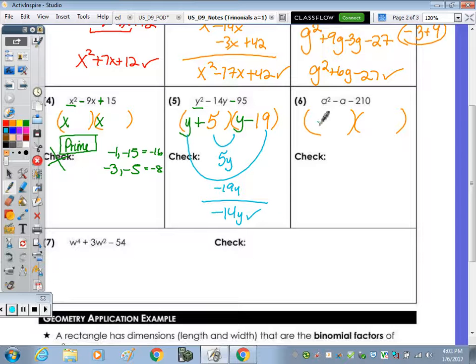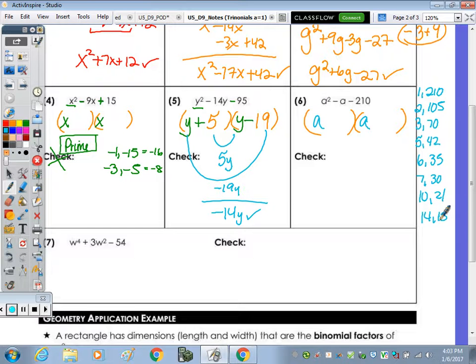Number 6, we have a times a to get a squared. And the factors of 210, so let's actually take the time to write those out. So we have 1 times 210, it's even, so 2 times 105, 3 times 70, 5 times 42, 6 times 35, 7 times 30, 10 times 21, and 14 times 15.